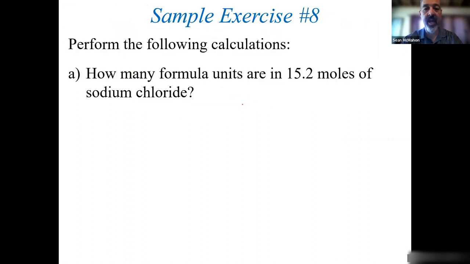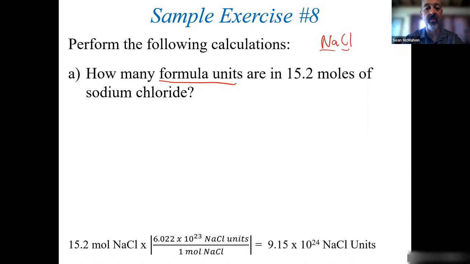So how many formula units are in 15.2 moles of sodium chloride? So the reason why they use formula units is sodium chloride, remember, it's not a molecule. So we don't want to really say sodium chloride molecules. It's a formula unit showing that it's a 1-to-1 ratio in that complex lattice structure, okay? But how many units of sodium chloride are in 15.2 moles?